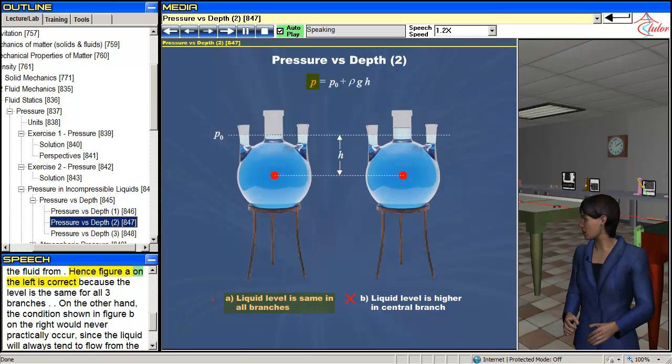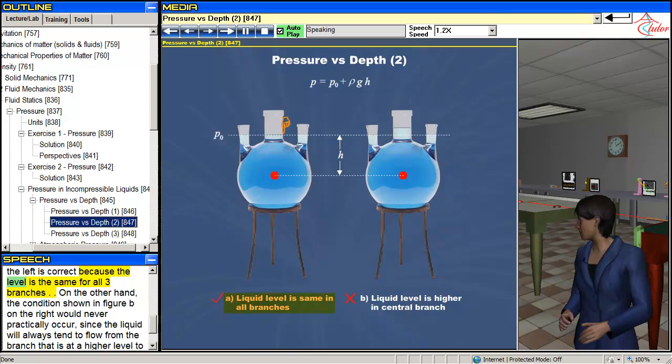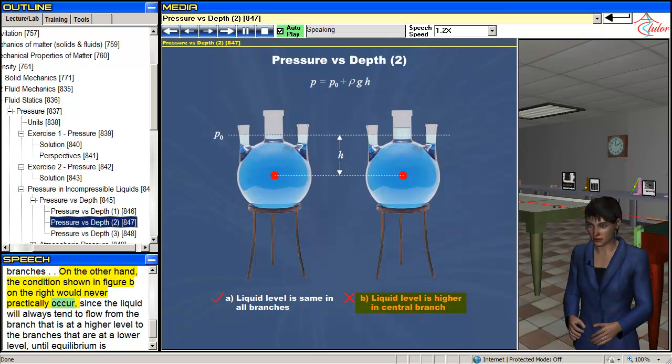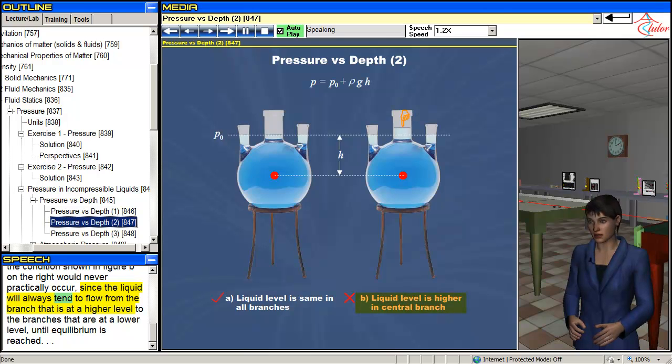Hence figure A on the left is correct, because the level is the same for all three branches. On the other hand, the condition shown in figure B on the right would never practically occur, since the liquid will always tend to flow from the branch that is at a higher level to the branches that are at a lower level, until equilibrium is reached.